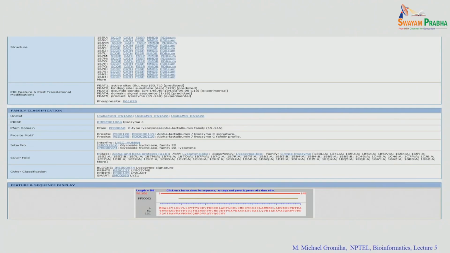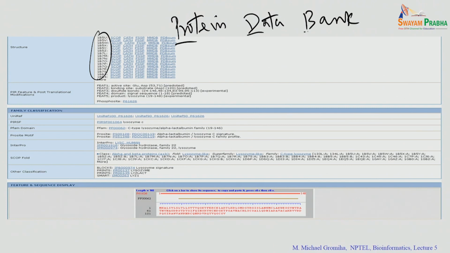Now they give the structures, which I will discuss in later classes when we have the 3D structures. So, they give the Protein Data Bank codes. This is called PDB. They give the IDs. Then they give the family classification based on the folding and other classifications, Pfam domains and so on. Then they give a sequence.